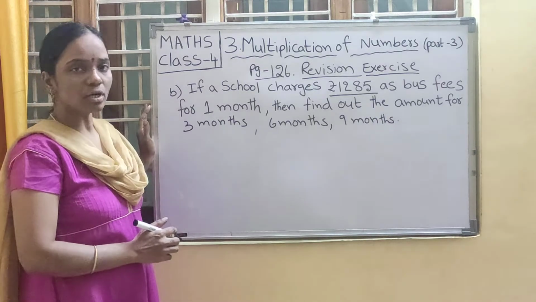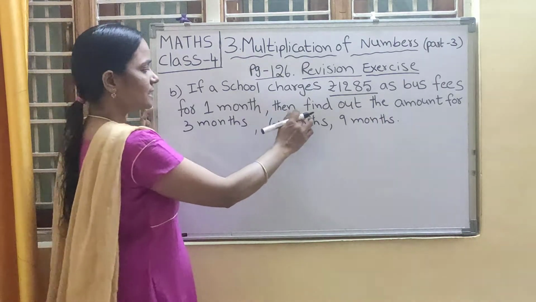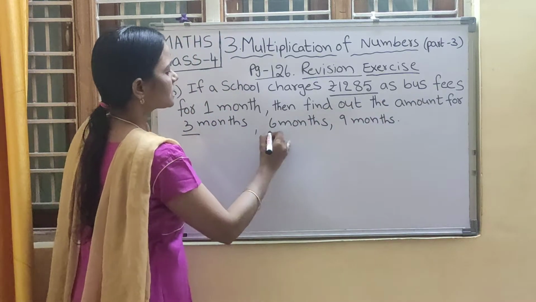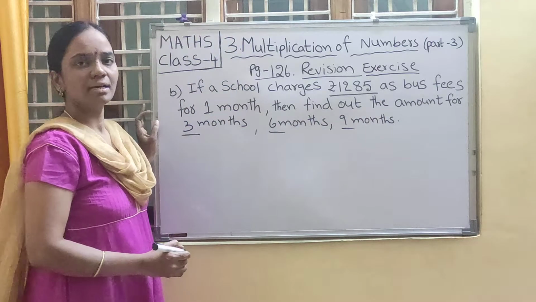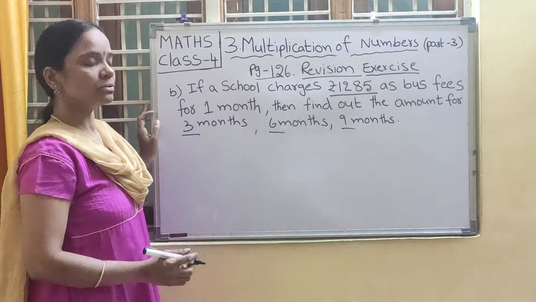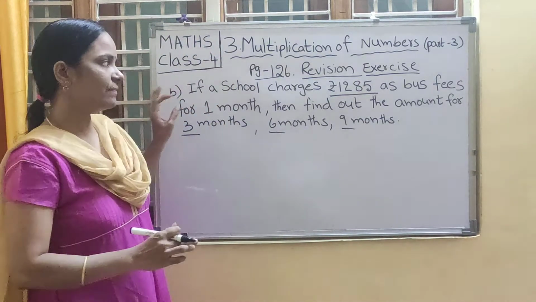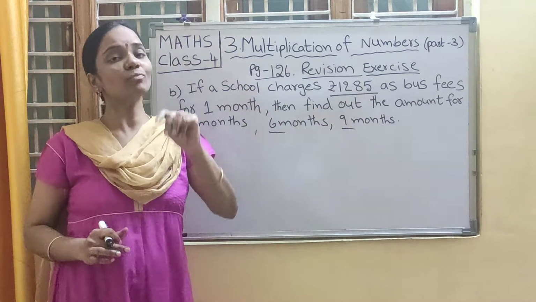And what do we have to do now? What do we have to find out? Check the question. They are asking us to find out the amount for 3 months, 6 months and 9 months. Giving for 1 month and asking for more months.